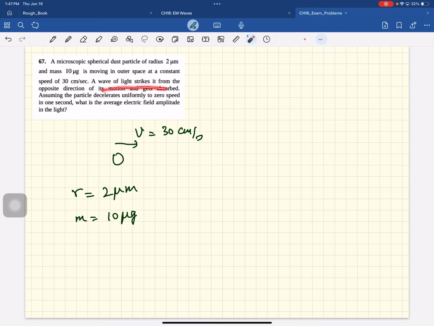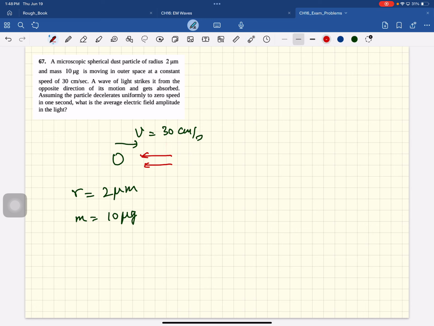A wave of light strikes it from the opposite direction of the motion and gets absorbed. Okay, so a beam of light gets absorbed. And remember, the beam of light, when it gets absorbed, it's exerting a force in that direction, so it'll stop this particle. Okay. Assuming the particle decelerates uniformly to zero speed in 1 second, what is the average electric field amplitude? So what is the electric field amplitude in this beam of light?